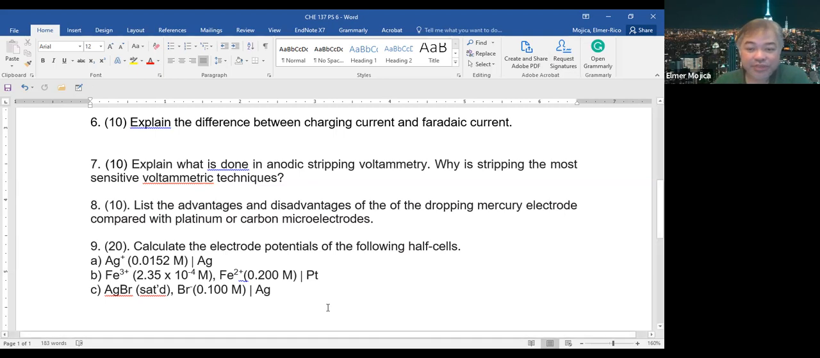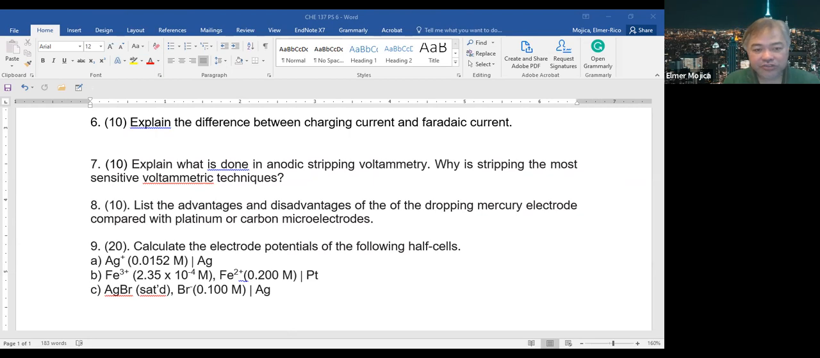Usually, environment, di ba? Because you have a toxic mercury. Okay? Now, if you're going to look at the advantages of the dropping mercury electrode compared to a platinum or carbon microelectrode, one is it has a high hydrogen overvoltage. Okay? So maybe i-list down ko dito para kung lumabas sa quiz, alam nyo. So high hydrogen overvoltage.